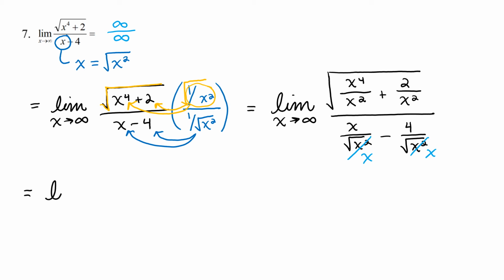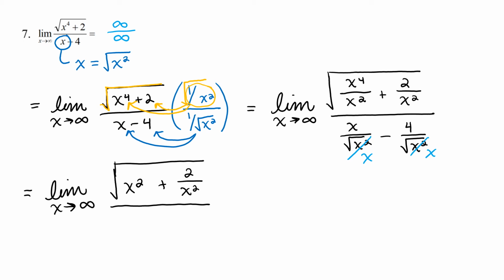Simplifying a bit more, we have the limit as x approaches infinity of the square root of, well, x to the 4th power over x squared is x squared. Then we still have our 2 over x squared. That won't simplify further. x over x is 1, and then we have minus 4 over x. And now it seems like we'll probably be able to evaluate this limit.